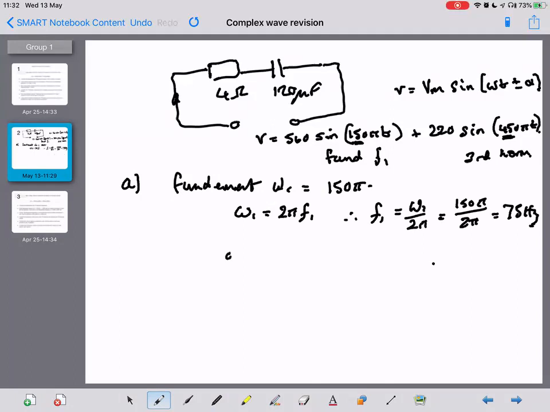Equally, you should be able to do the other one. So you've got omega 3. Rearrange this formula so that you can find F. So now you can do the same for the third harmonic, which is this part of the waveform here.